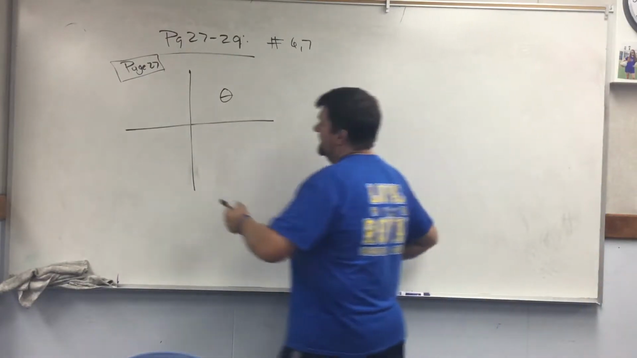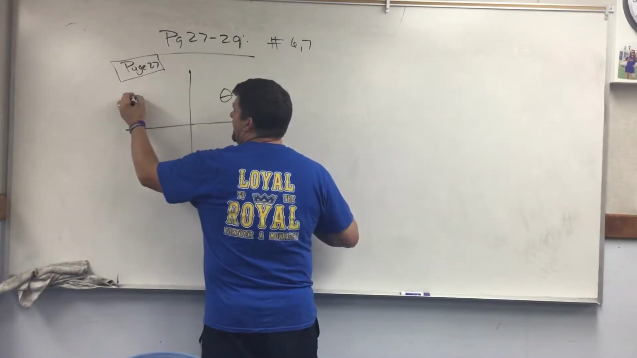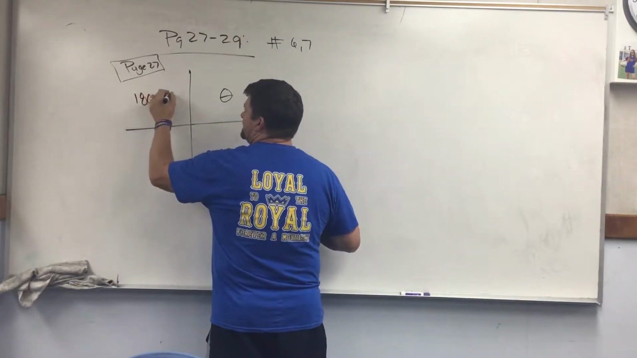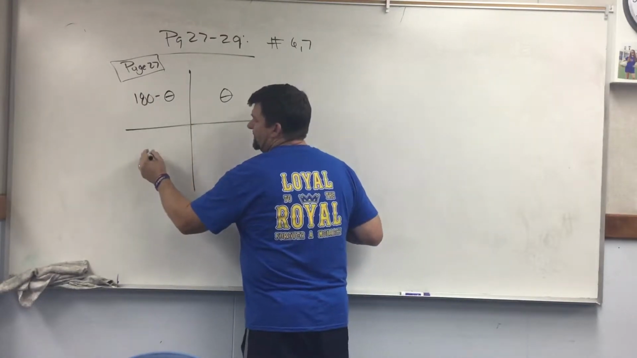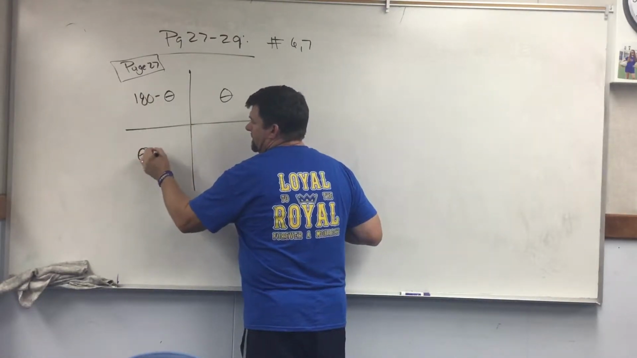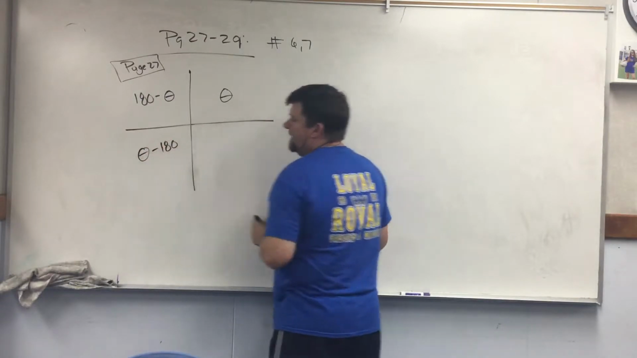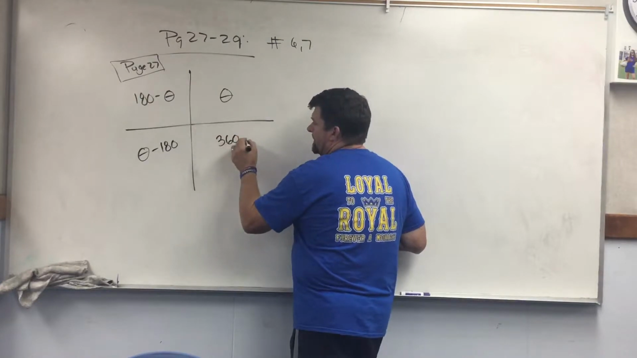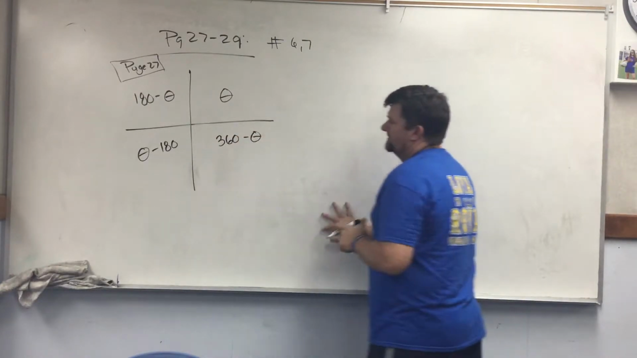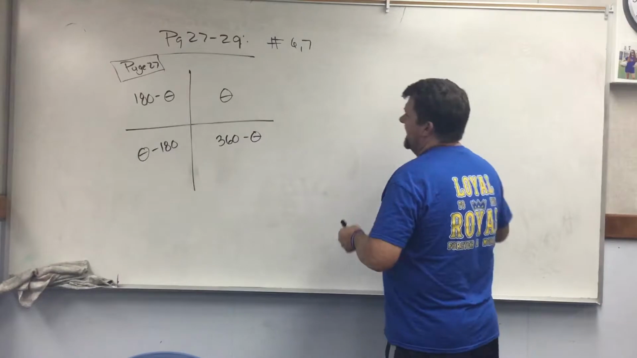If you're going to find it in quadrant 2, it's 180 minus theta. If you're going to find it in quadrant 3, it's theta minus 180. And if you're going to find it in quadrant 4, it's 360 minus theta. So it doesn't matter where it's at.